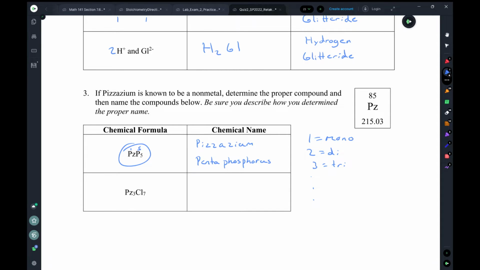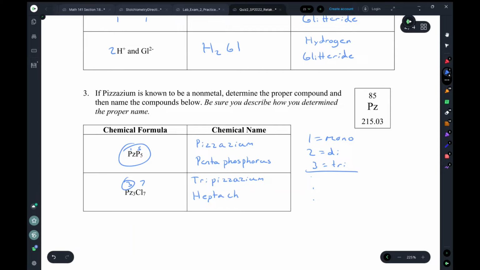And this will be the same for the second part of the question, as we'll have 3 potassium and we'll have 7 chlorine. Thus, with the 3, it'll equal tri, giving us the name of tripotassium heptachloride. These will be the names for our chemical formulas.